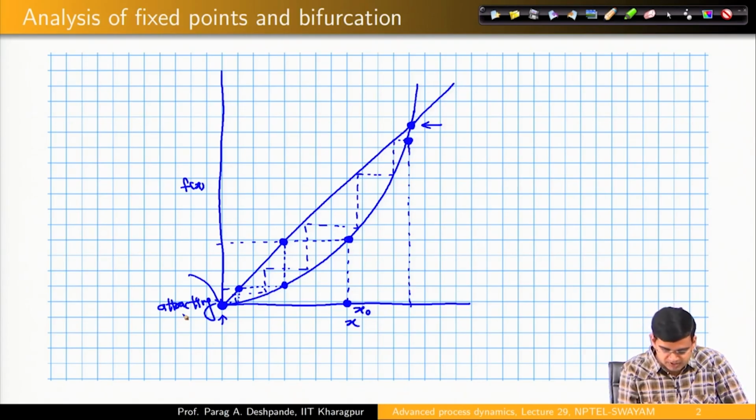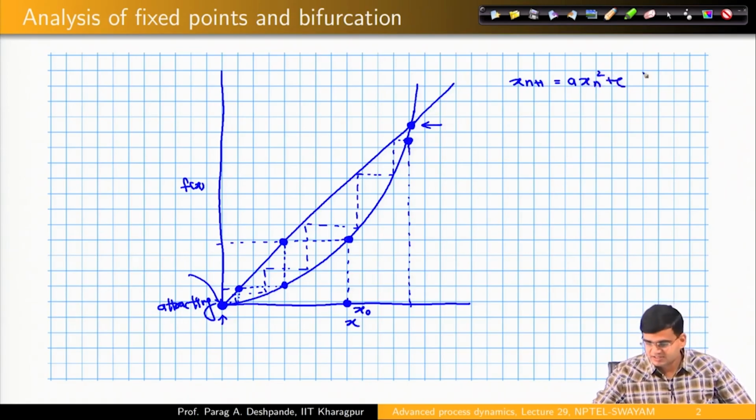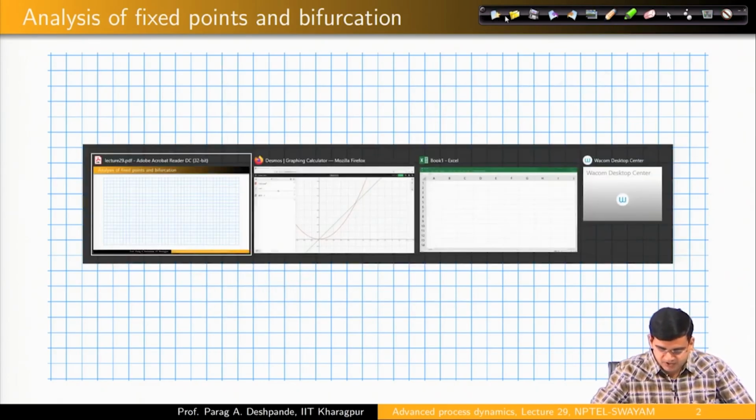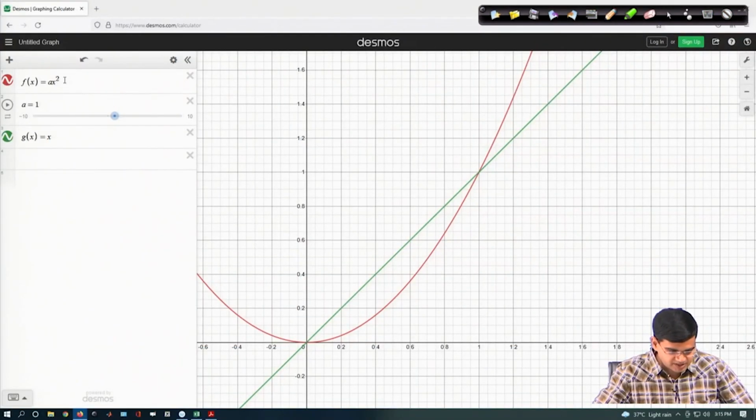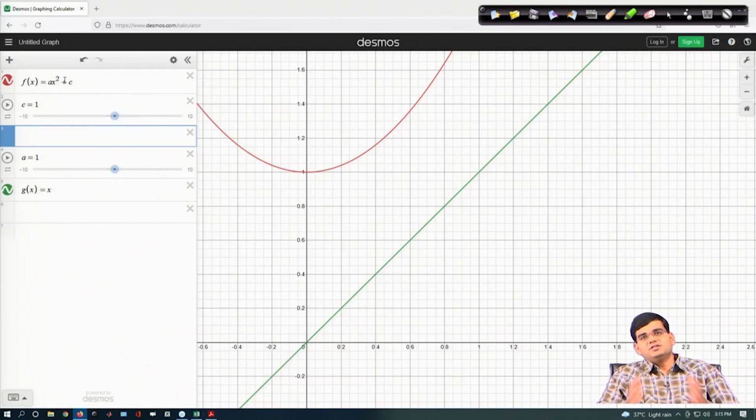But now, in this case, you concluded that you had two fixed points and one of them is attracting, the other one is repelling. Let me change my model equation very slightly as x n plus 1 is equal to a x n squared plus a new parameter c, and let me plot this now. So, now I have a x squared plus a new parameter c. And then you see for this particular case there is no intersection of the two curves at all, which means there is no fixed point.